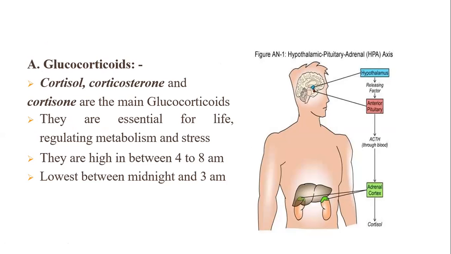Now let us have a look at the action of these glucocorticoids. Glucocorticoids, for example, cortisol, corticosterone, and cortisone. These are the main glucocorticoids. They are essential for life and regulate metabolism and stress. Their secretion is highest between 4 to 8 a.m. and lowest between midnight and 3 a.m.